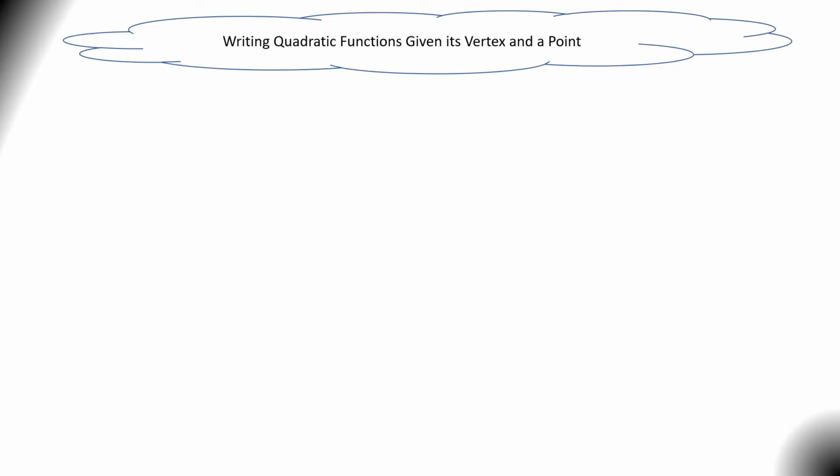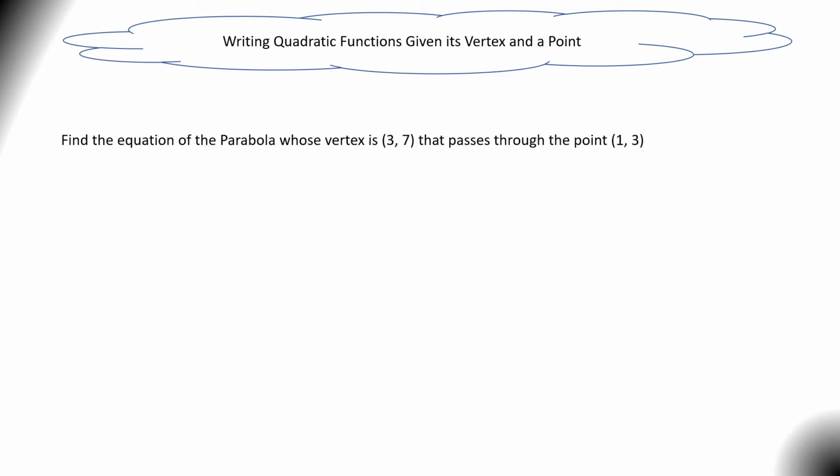Writing quadratic functions given its vertex and a point. So for example, find the equation of the parabola whose vertex is (3, 7) that passes through the point (1, 3). Parabola po, ito po kasi yung graph ng quadratic functions, parabola. Then, vertex is (3, 7). Ito po yung h, ito naman yung k. Then, passes through the point (1, 3) is si x, ito yung point x, ito naman si y.